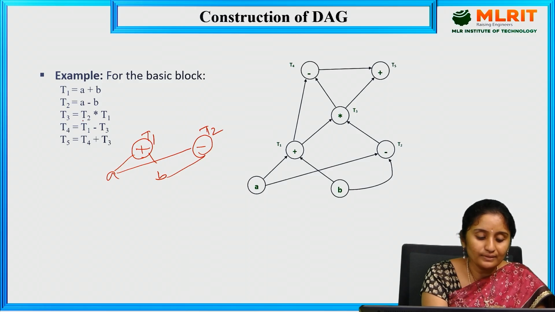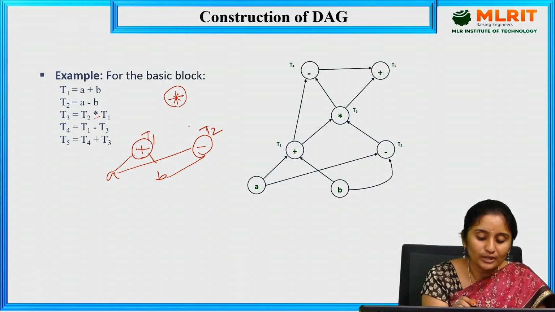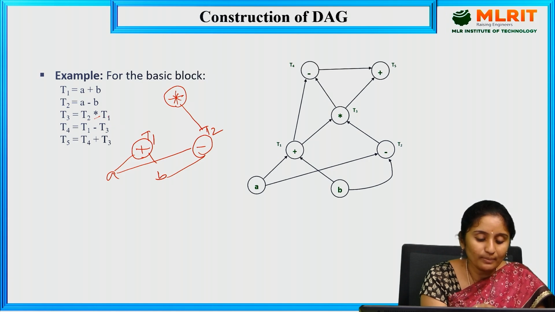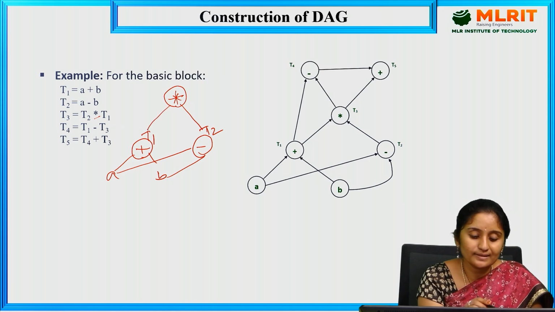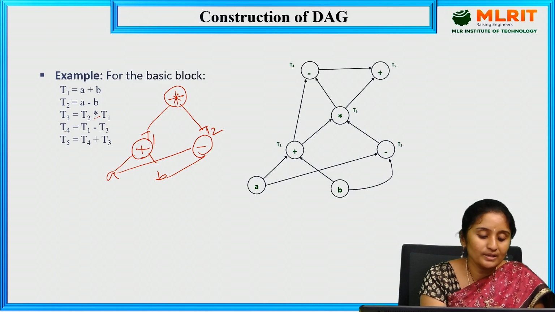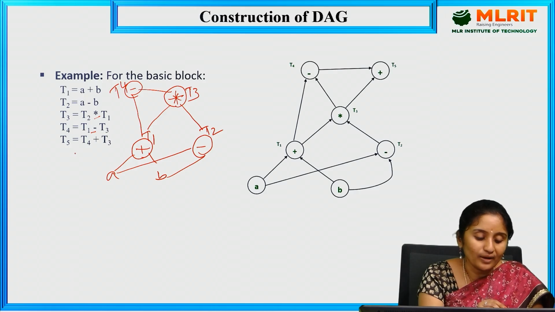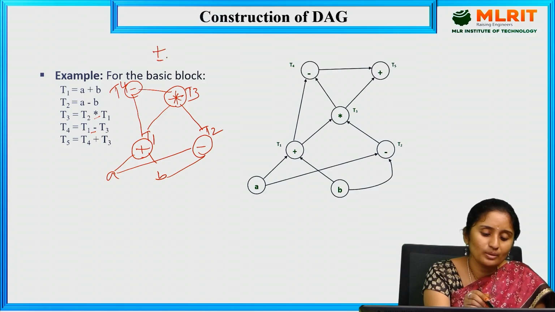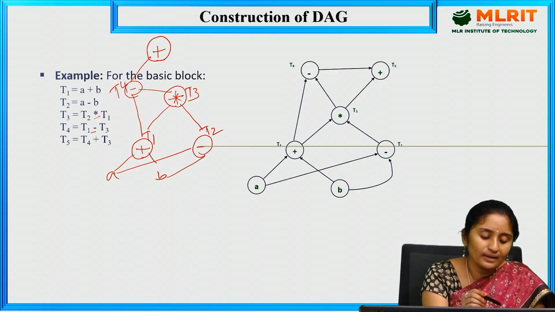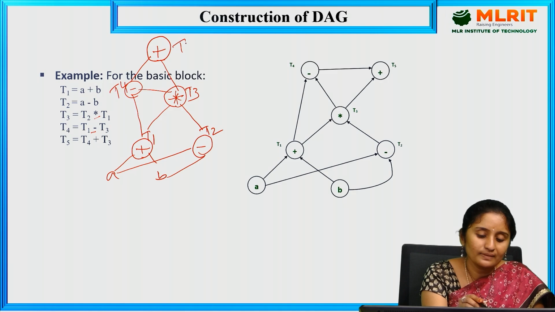Next, I have T3 equal to T2 into T1. So what is the operator I have here? Multiplication operator. T2 is already existing. The next one I have here is T1. T1 is also already existing. So T1, T2. The next one is T4 equal to T1 minus T3. So the minus operator is in between. T1 is already existing, and T3. So this is nothing but T4. And next T5. T5 is nothing but T4 plus T3. So I place the plus operator. T4 is at the left hand side, T3 is at the right hand side, and this is nothing but T5.